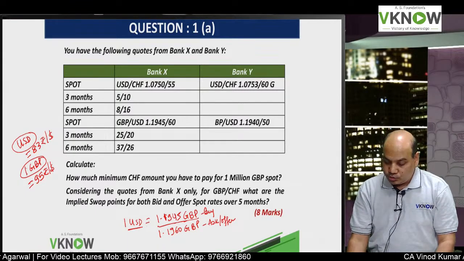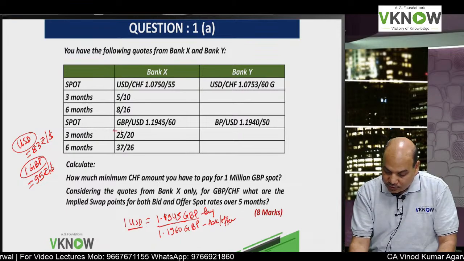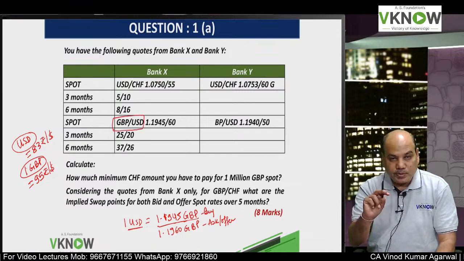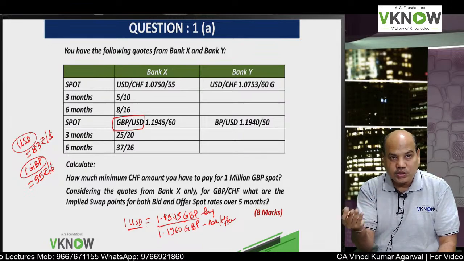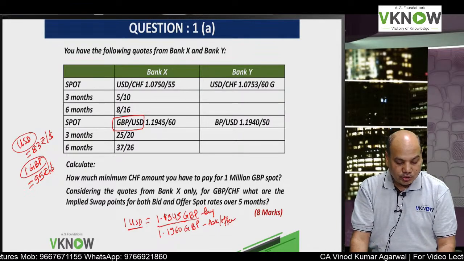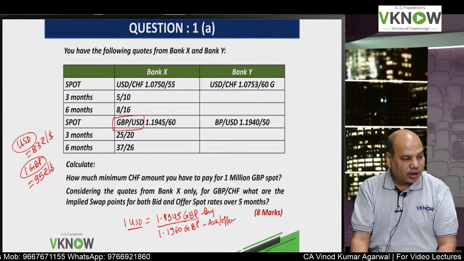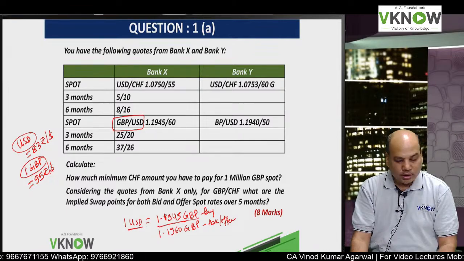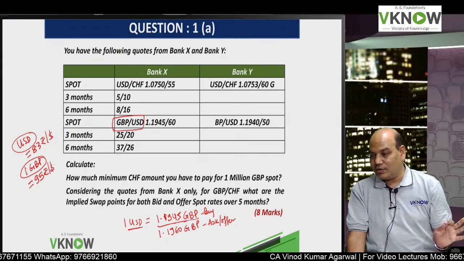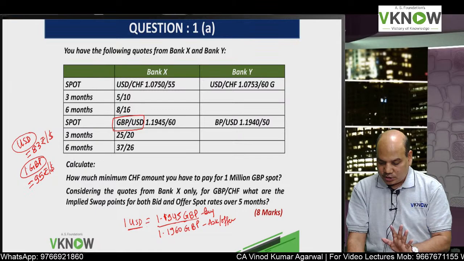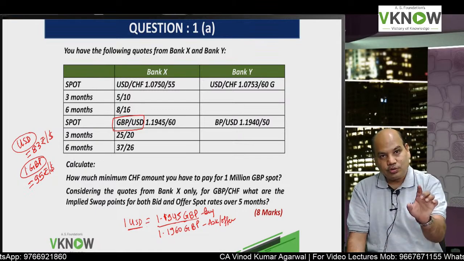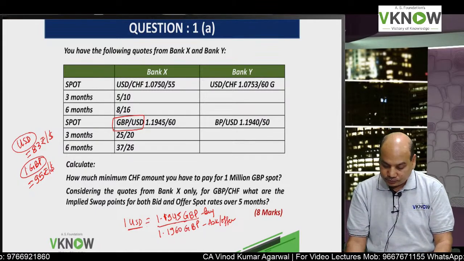So what they are probably trying to say is that this rate is not GBP per USD, but actually USD per GBP. Now the student will have an obvious query: how will I know whether it is GBP per USD or USD per GBP? So whatever you do, you write the assumption and solve.